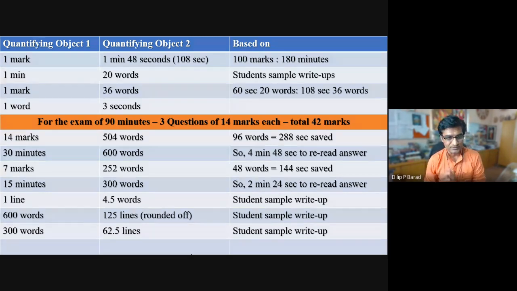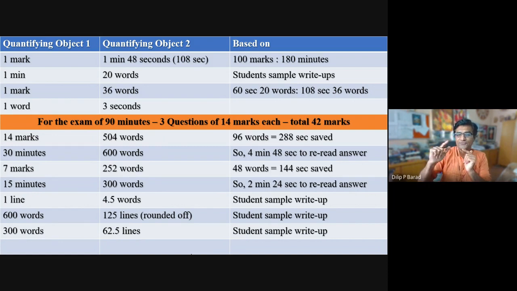It is not possible. So 600 words comes down to around 125 lines. That is, 600 words is 1 long answer. So for 1 long answer, you have to write around 125 lines. If you are seeing the length of your answer, then for a long answer, you should write 125 lines. And for a short note, 62.5 lines.